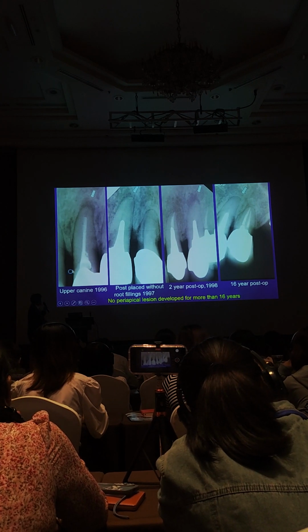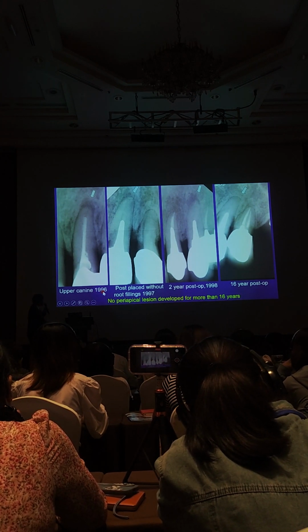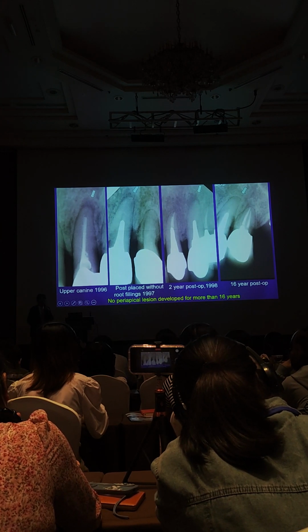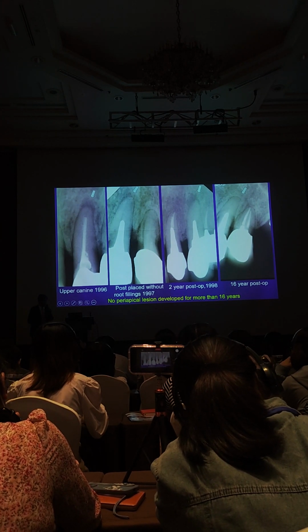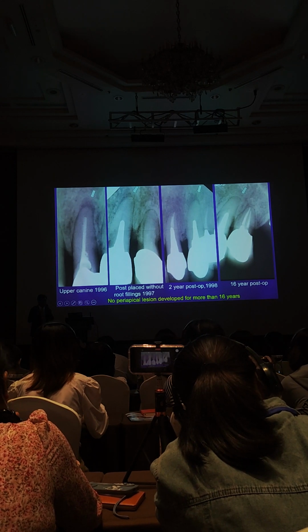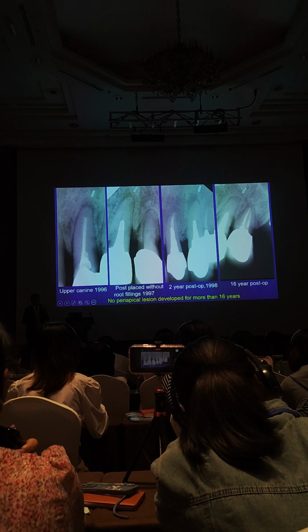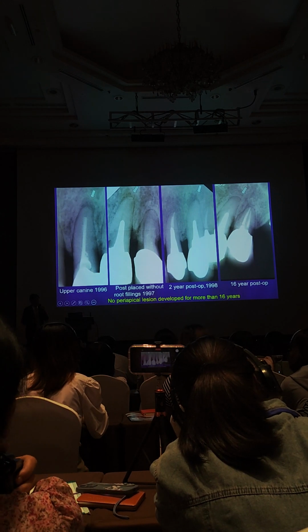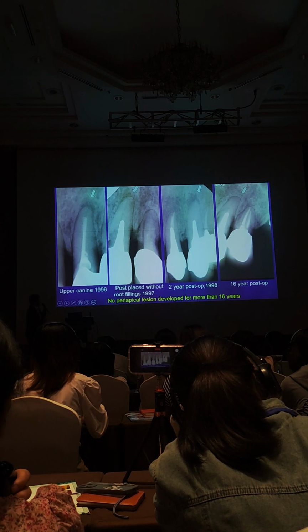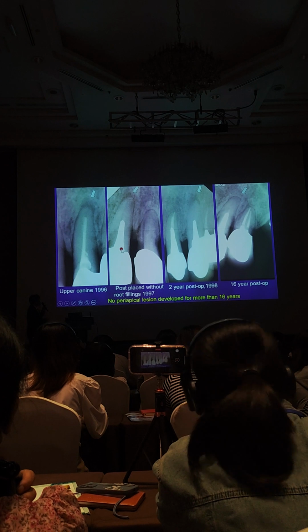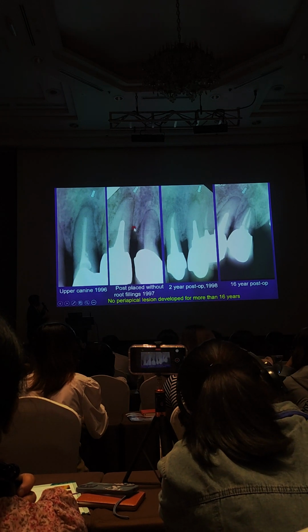Another case, this is very, very typical. This case was done in 1996. I was very, very young, and I was busy. My endo fees were very low at that time, so I had to see many patients in order to make money. I was so busy, I forgot to place the root fillings. But I did place the post, the metal post.